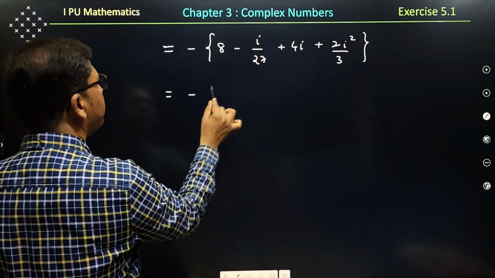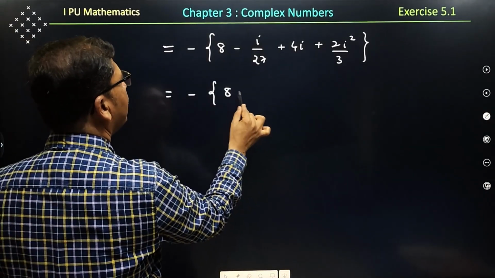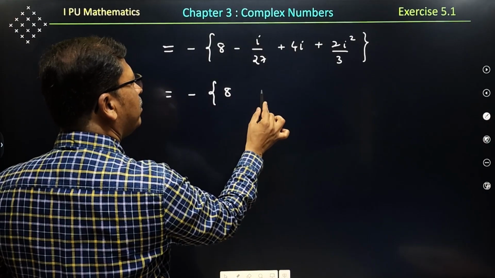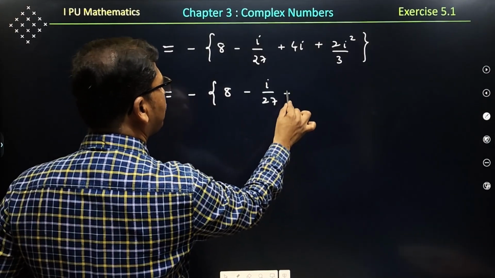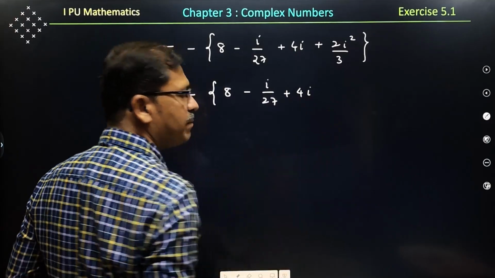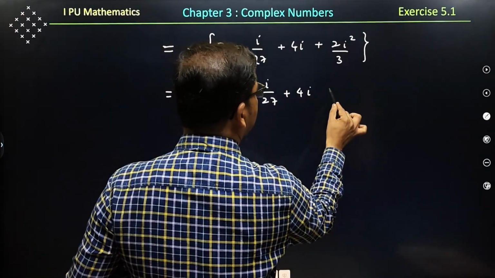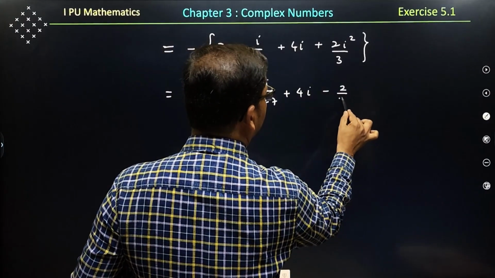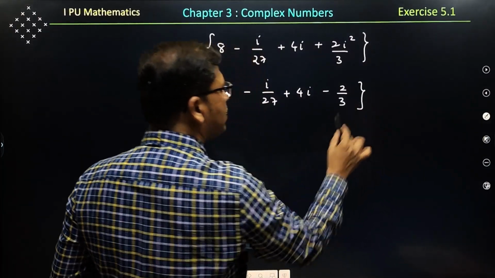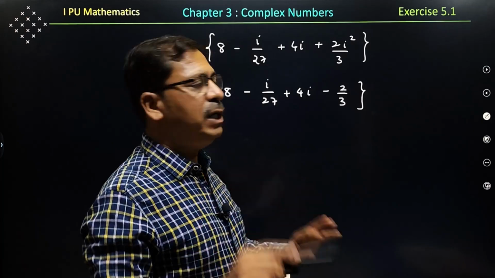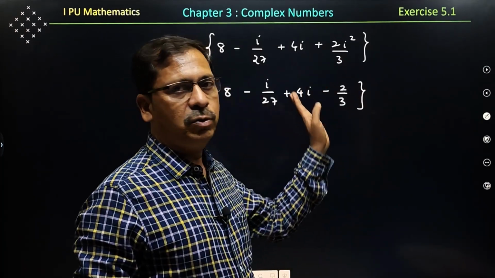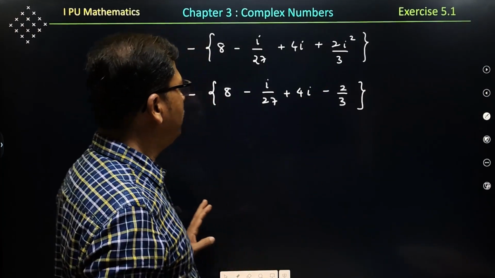Minus sign outside, 8 minus i by 27 plus 4i. For the time being you write it as it is, but it is minus 2 divided by 3 according to me, because you see here carefully, i square value is minus 1. Minus 1 into plus 2 is minus 2. That's why it has become minus 2 by 3.